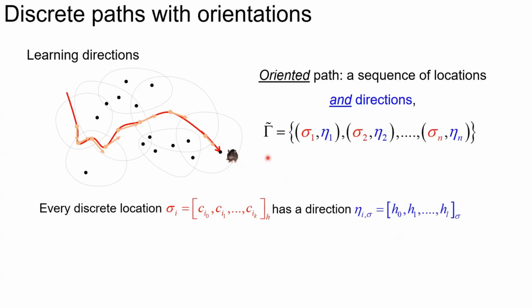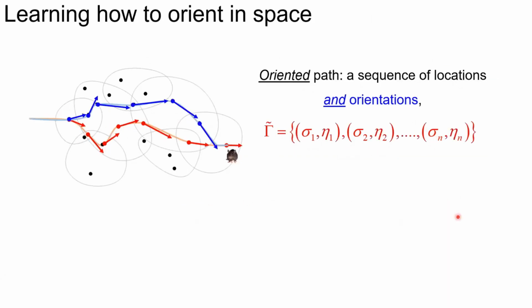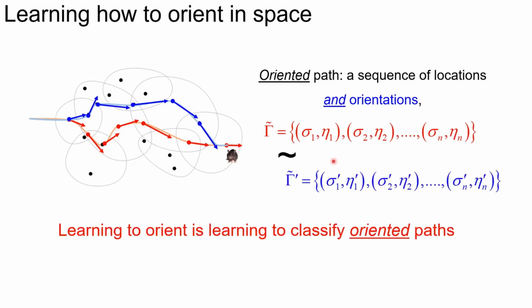So instead of a path described by a sequence of sigma locations, I now have a new concept, oriented paths, which are sequences of locations and directions: location, direction, at every point. These are like tangent vectors at every point. For people familiar with dynamical systems, this approach is a very natural thing, only discretized: discrete locations, discrete vectors at every point. So one way of interpreting learning orientations in space is to say we want to classify these oriented paths, the same way as we classified simple paths before.